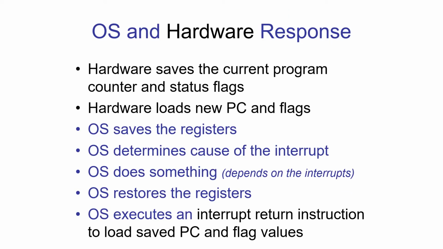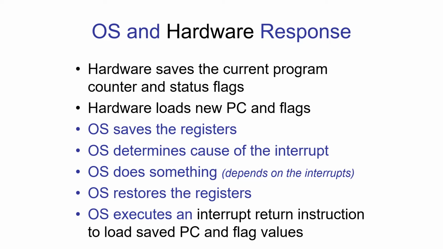When an interrupt occurs, the hardware has to save the current state of the running program so that it can come back to that program as if nothing had happened. The first thing the hardware does is save the current program counter and the status flags, and then load a new program counter and status flags. Because the program counter always contains the address of the next instruction to be executed, the execution starts at a new location. This is typically in the service routine of the operating system.